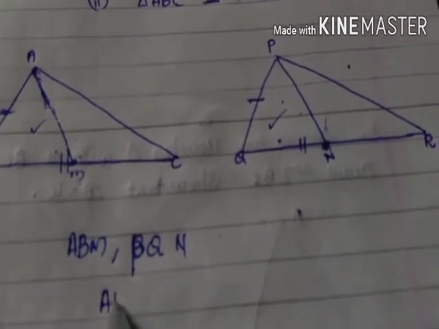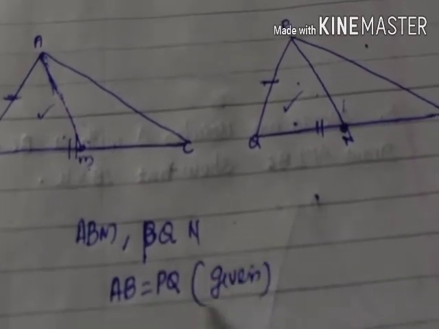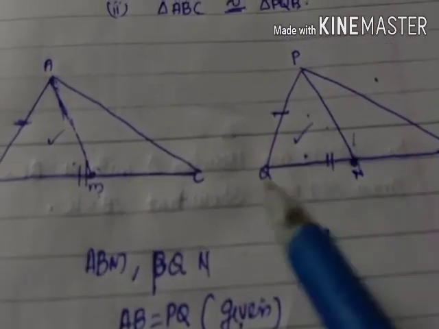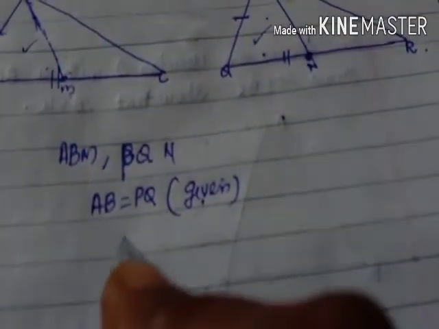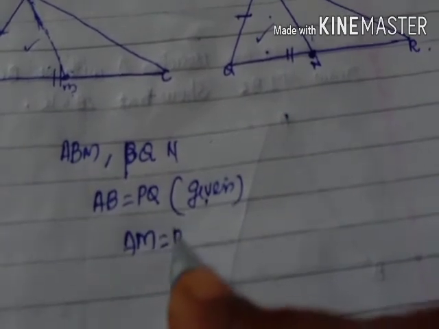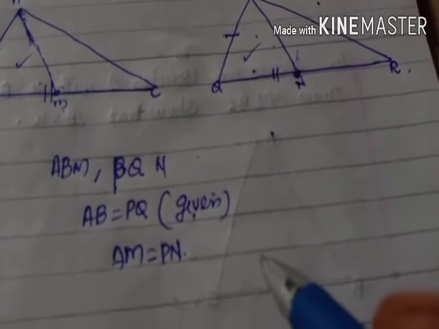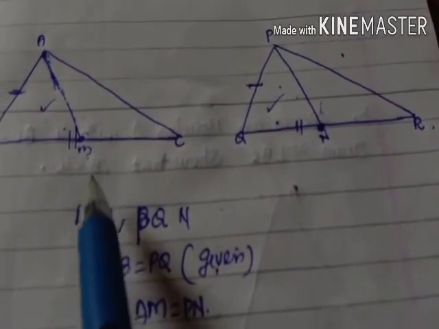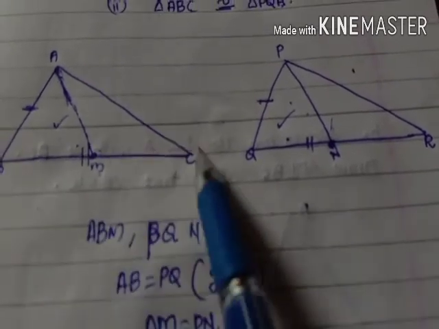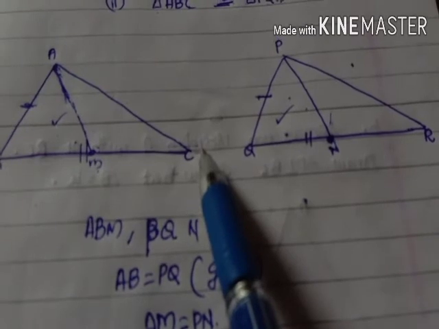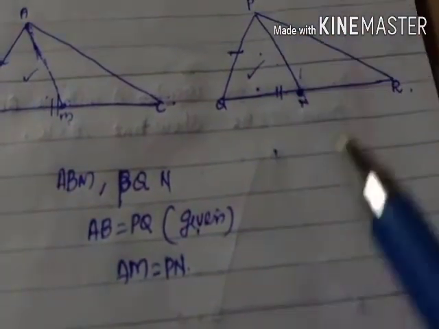So look at the figure. It is very easy. AB and PQ, these two sides are equal. That is given. Now, what about AM and PN? Both are medians. That also equal. AM equal to PN. Now, how? In the question it is given that BC and QR, these two sides are equal. So let us consider these two sides BC and QR. BC equal to QR.